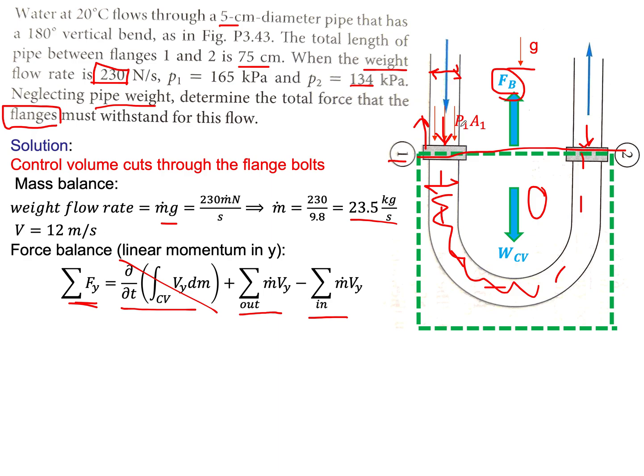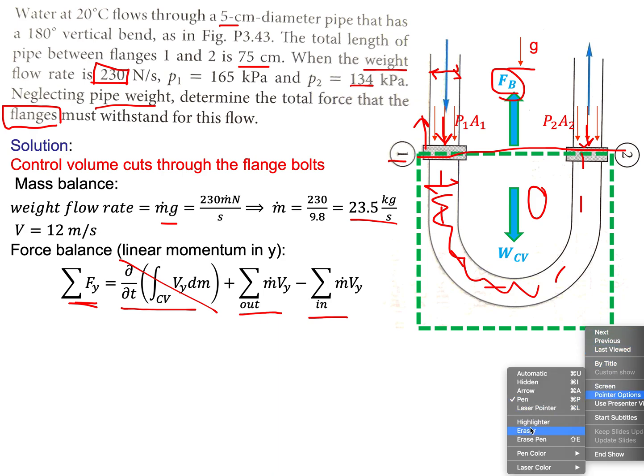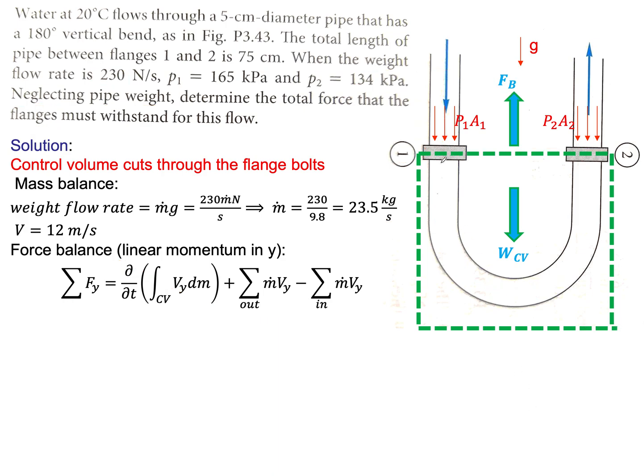Then we have the pressure forces P1A1 and P2A2, and you see they're both pointing towards the area, because the definition of pressure is compressive and perpendicular. So you want to keep that in mind. Any other forces? That's about it. So gravity is the weight, and then we have the momentum fluxes out and in. So let's plug that in.